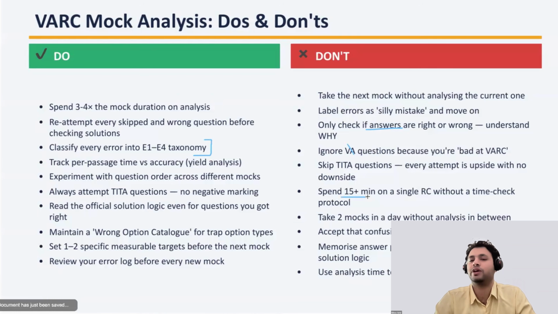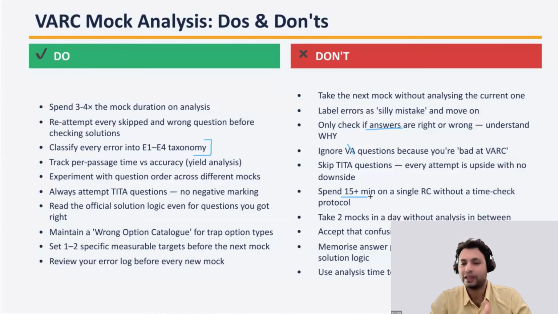Do not spend a lot of time on one RC. If it takes you a lot of time to go through the first paragraph itself, a very good rule of thumb is that you probably should skip that RC. Let me repeat that. A very good rule of thumb to select the right RCs is to just read the first paragraph. If it takes you a lot of time to just understand what the first paragraph is saying, normally you should not be attempting that RC.